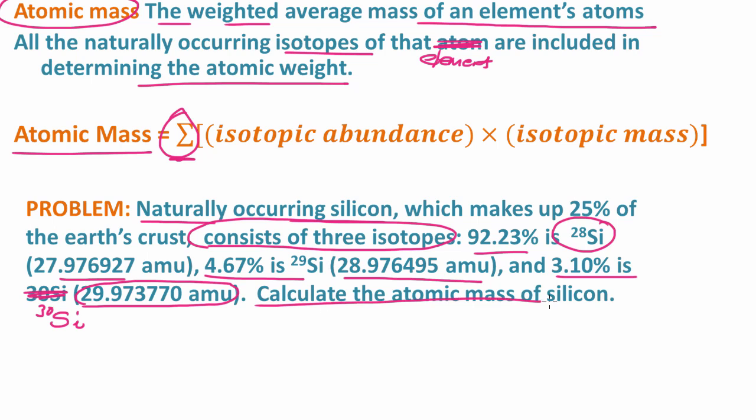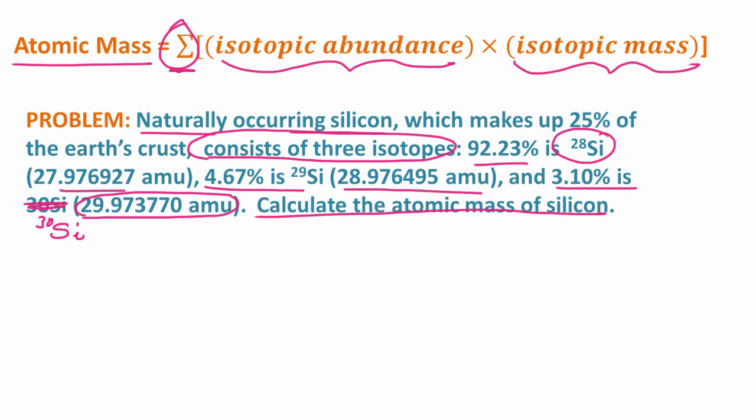It wants us to calculate the atomic mass of silicon. Well, again, I have to take each isotopic abundance, multiply by the isotopic mass, and then sum them together. So let's go ahead and do that.